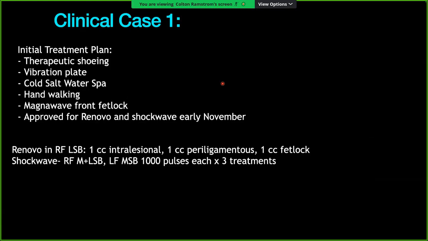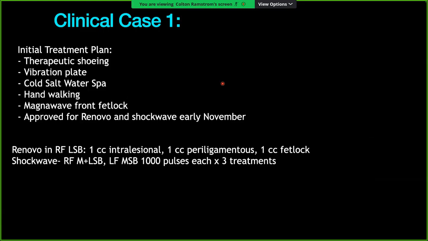And then after he was here for a little while longer, we were able to get approval to do another Renovo treatment. That's part of the history I left off, is he did receive a Renovo. Timeline was again not very clear, but it had been a month or 2 months or so prior to when I treated him. So we did Renovo in that right front suspensory branch, the lateral branch. I focused on that lateral branch, put a CC in some of those core lesions, a CC around the ligament, and then a CC in that fetlock. I figured that the local treatment of the fetlock would also help with the changes that we're seeing on that medial branch, even if we're not treating it directly.